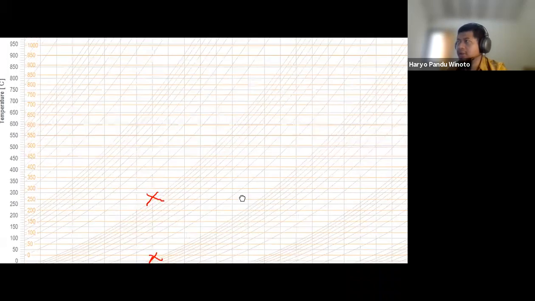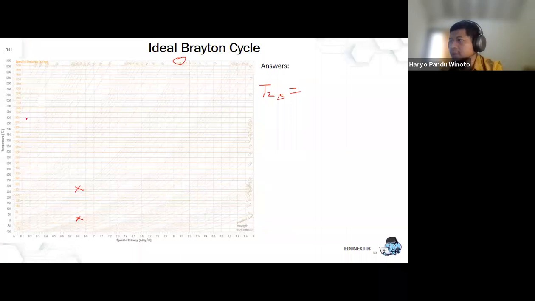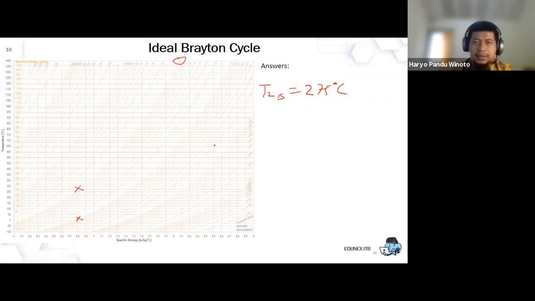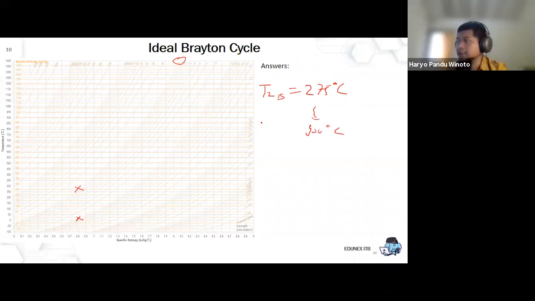So this one is 10. When going from 1 to 10, what is the temperature? It's around 275 degrees Celsius. And then what is the next step? The next step is isobaric heating, up till 900 degrees centigrade.